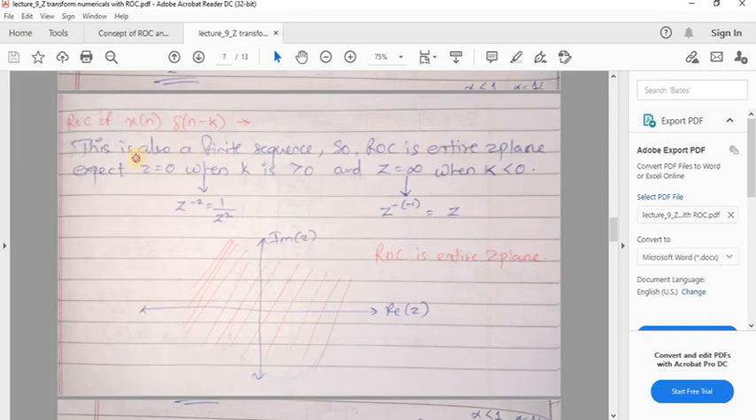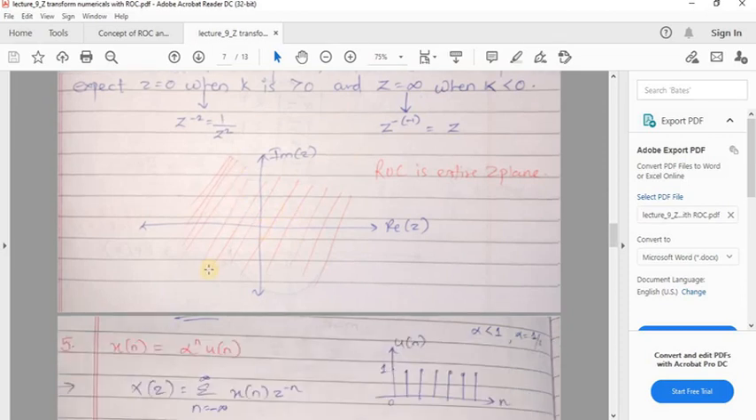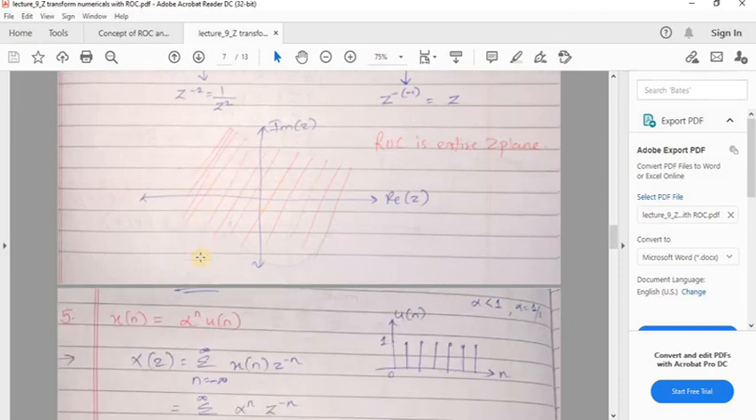Except z equals to 0 when k is greater than 0. So for z equals to 0, the ROC is not present, and for infinite value when k is less than 0, the ROC is not present. But the ROC is otherwise the entire z plane. So it will be absent at the points 0 and infinity. In between it is present.